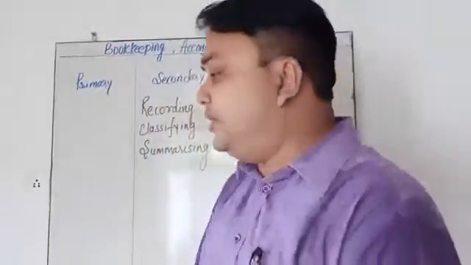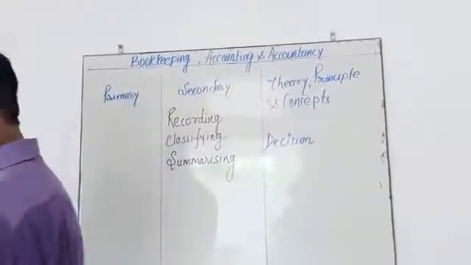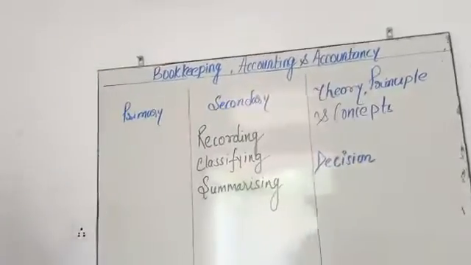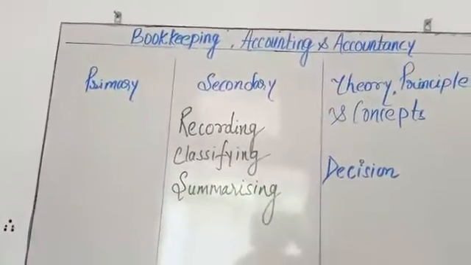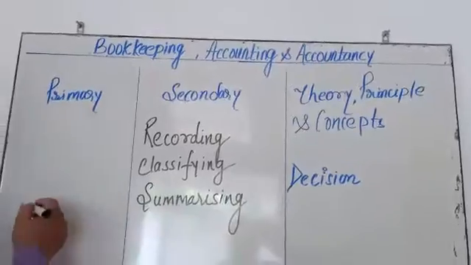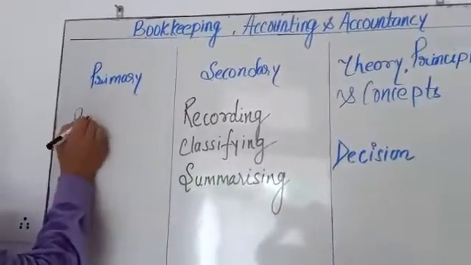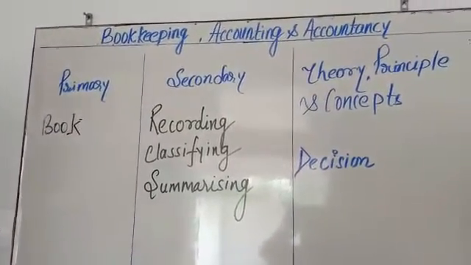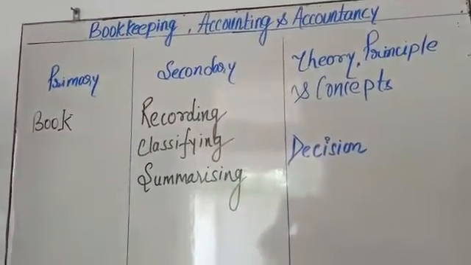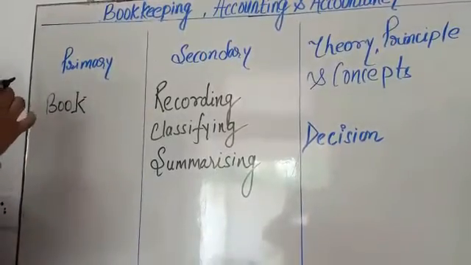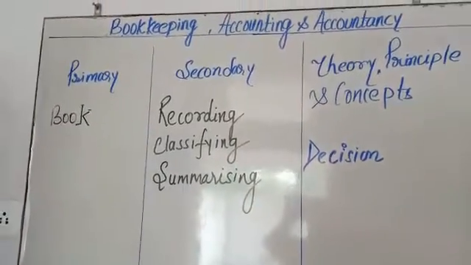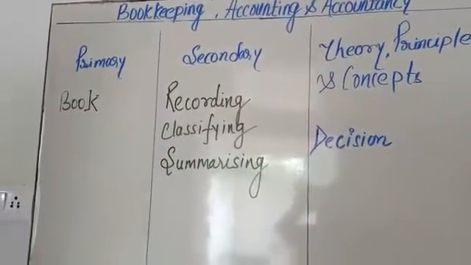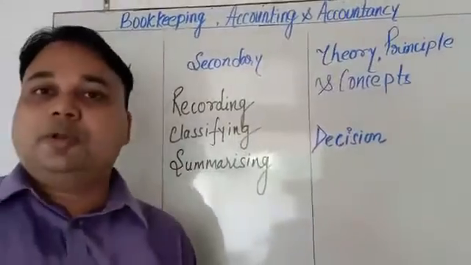My dear students, the first difference is that bookkeeping is the primary book. Why am I calling it the primary book? Because in bookkeeping, all the transactions are recorded first in this book. First the transactions are recorded, after that classified, and after that summarized. So bookkeeping is the beginner of accountancy, and anybody can do this bookkeeping work.